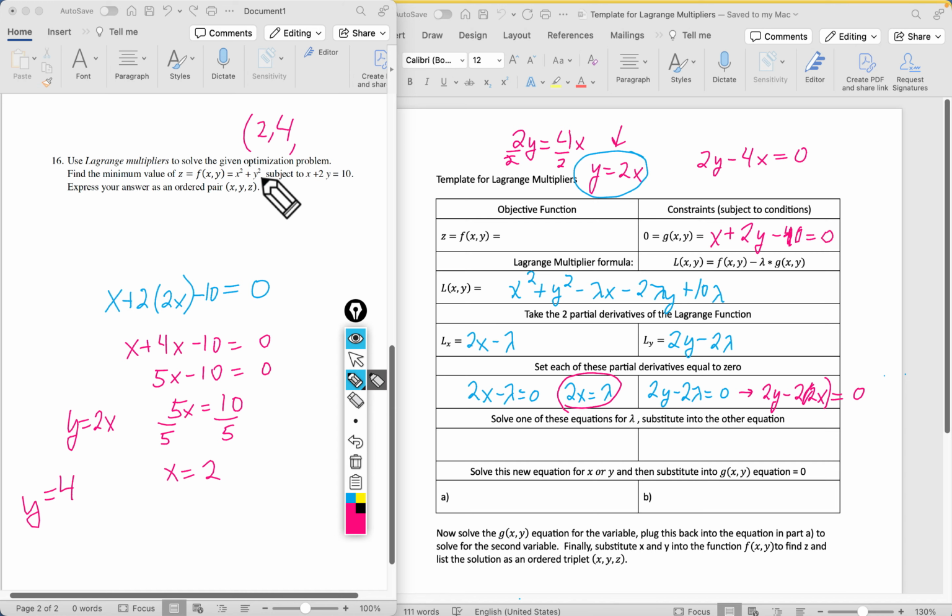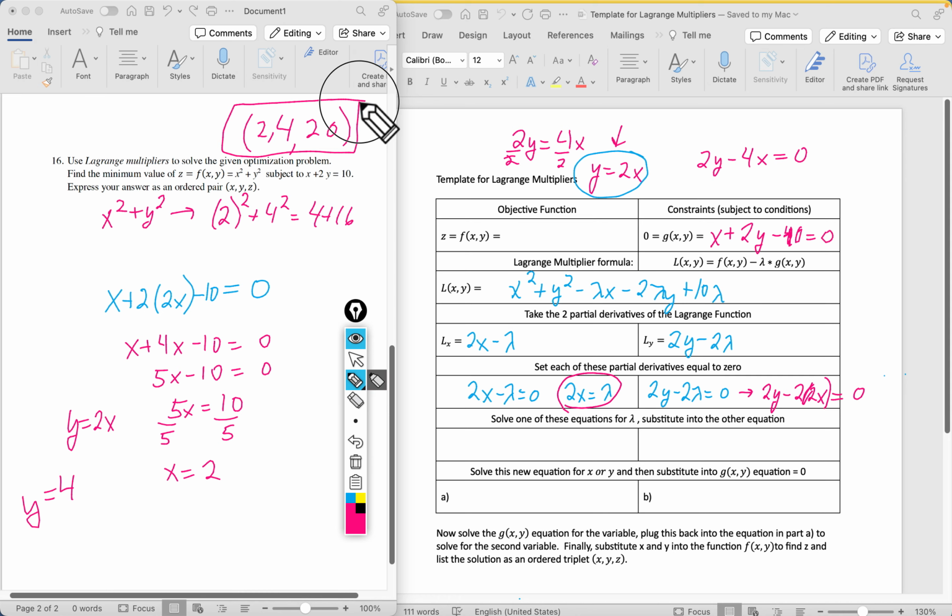All that's left now is to plug it into the original function, not the lambda function, just the f function. So we're going to have x squared plus y squared. That's all we got to do. So we're going to have 2 squared plus 4 squared. So that's 4 plus 16, which is 20. So our z value is 20. And so our final answer is a triplet, x, y, and z. And that's the minimum. And again, because they ask for a minimum, it must be the minimum. And in these problems, we don't have to go proving what it is. We'll get one point and do it. Now, I guess it would be possible to get multiple points.